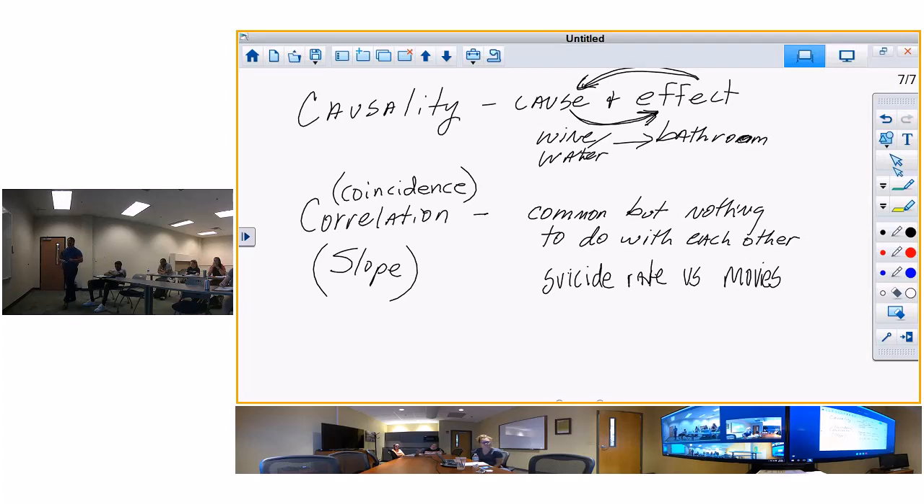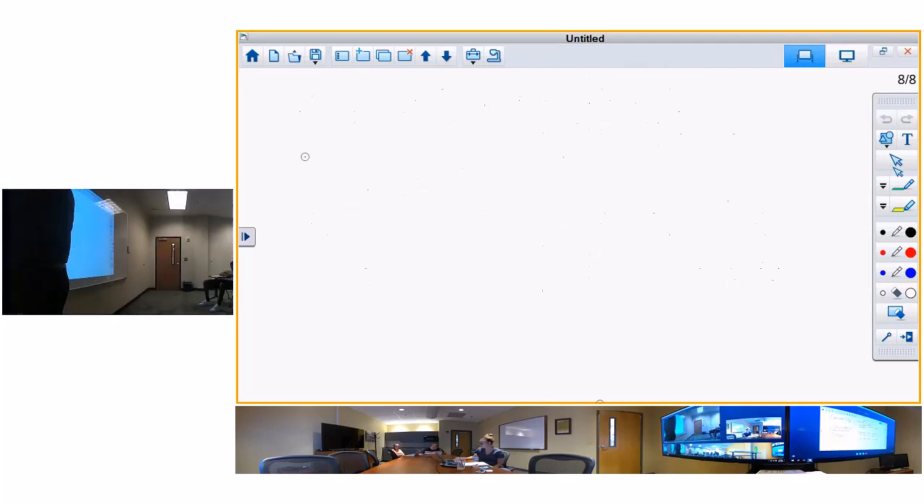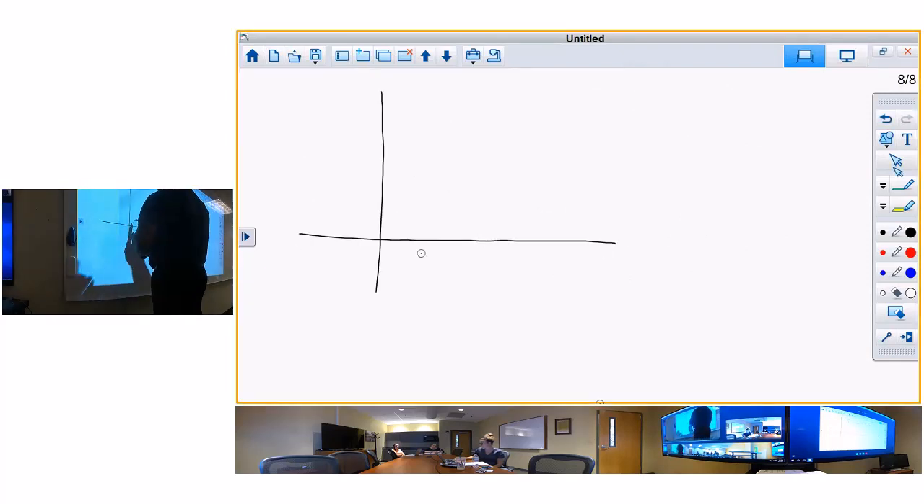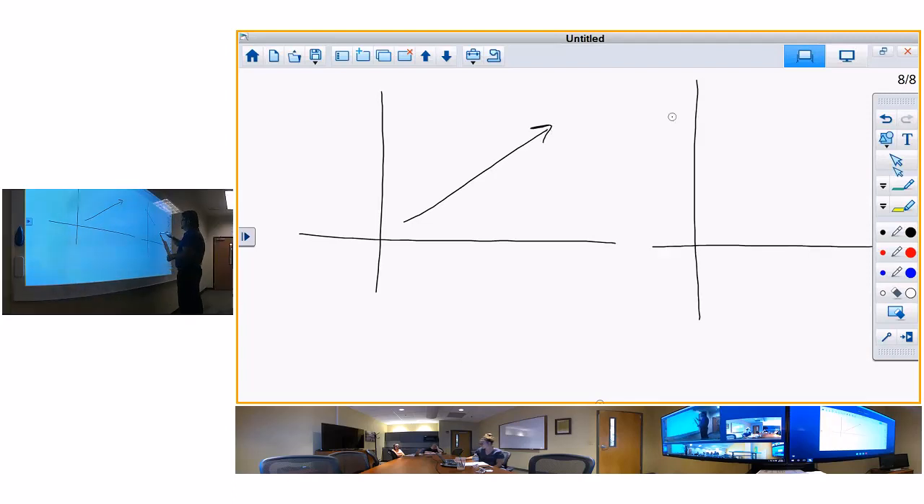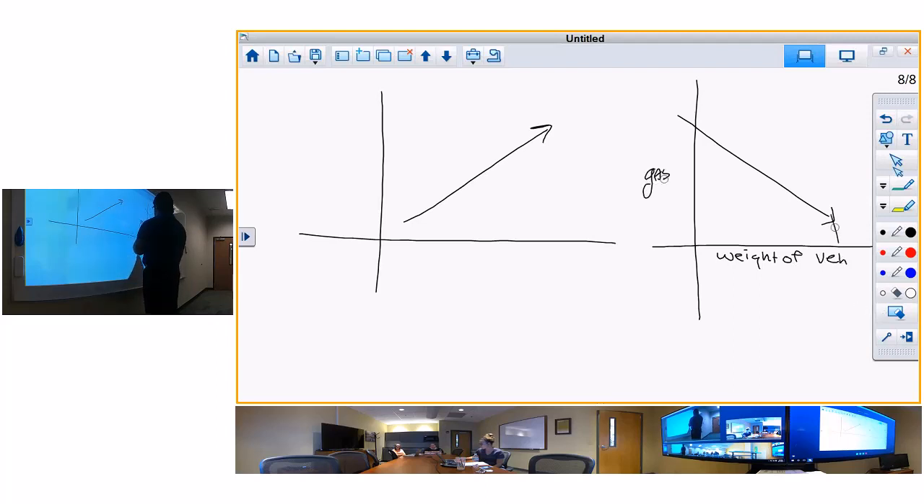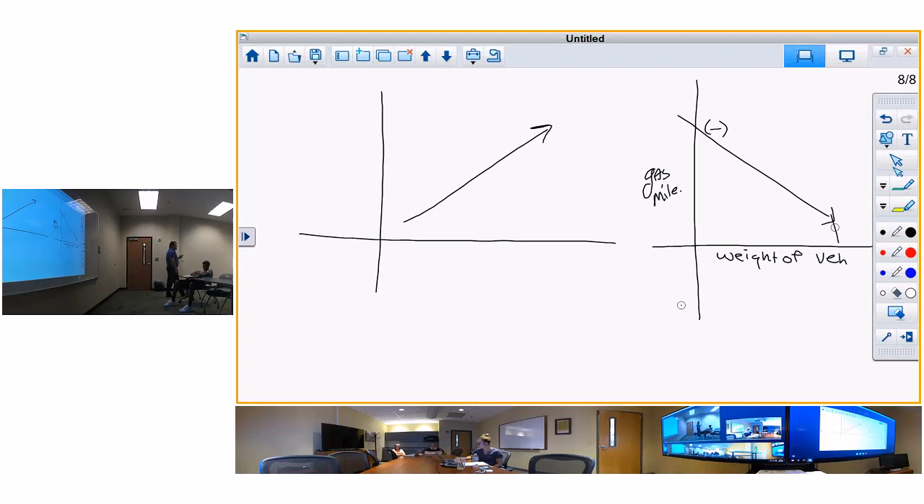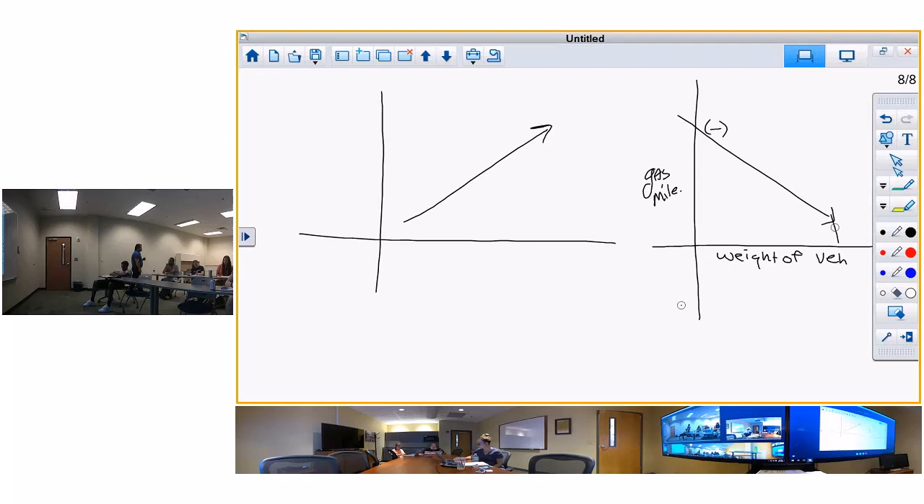Okay, cause and effect. So, with cause and effect, we can have a correlation going up, and we can have a correlation going what? Down. Weight, W-E-I-G-H-T. Weight of vehicle. Gas mileage. And this is a decreasing correlation or causality, but it does have correlation. Correlation is saying, is there something there? That's what you need to remember, the correlation coefficient. Is there something there?